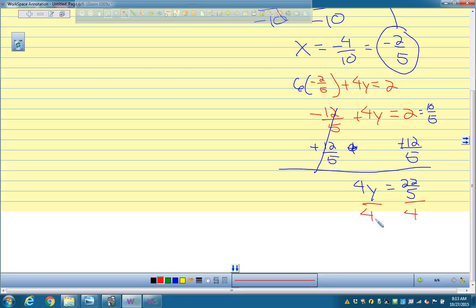22/5 by 4. So I get y equals, do you know about copy dot flip? 22/5 times the reciprocal of 4, which is 1/4. And I get y equals 22 over 20. And 22 over 20 is 11 over 10. And I'm done, okay? So negative 2/5 for x and 11 over 10 for y.